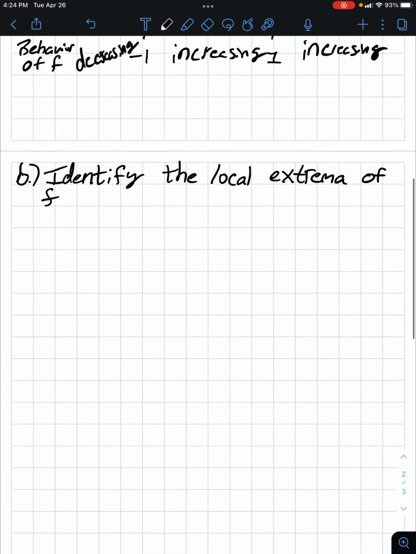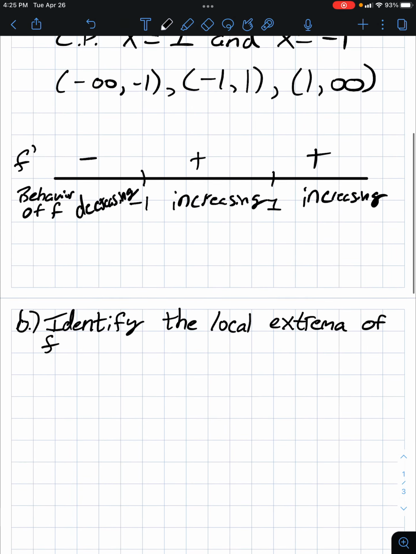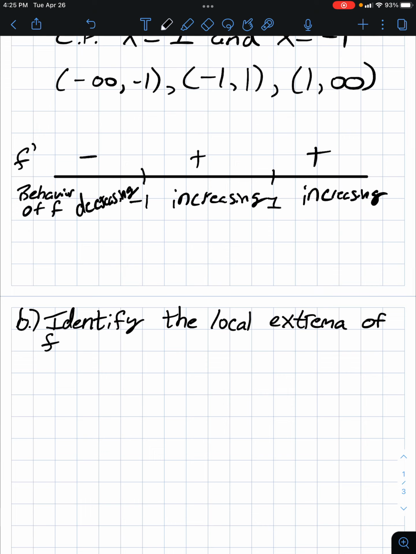Now, identify the local extrema of f in part B. So, f is a polynomial, so it's continuous on negative infinity to infinity. So f prime, as we found, changes signs at x equal to negative 1. So if we follow the first derivative test, f has a local minimum value at x equal to negative 1.